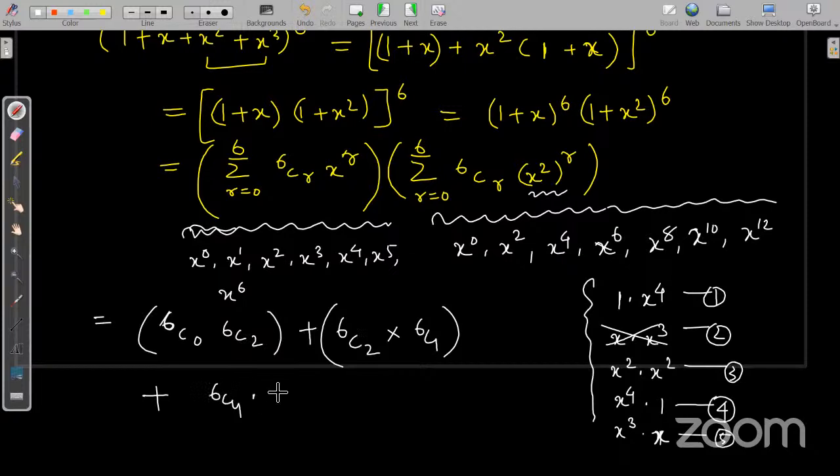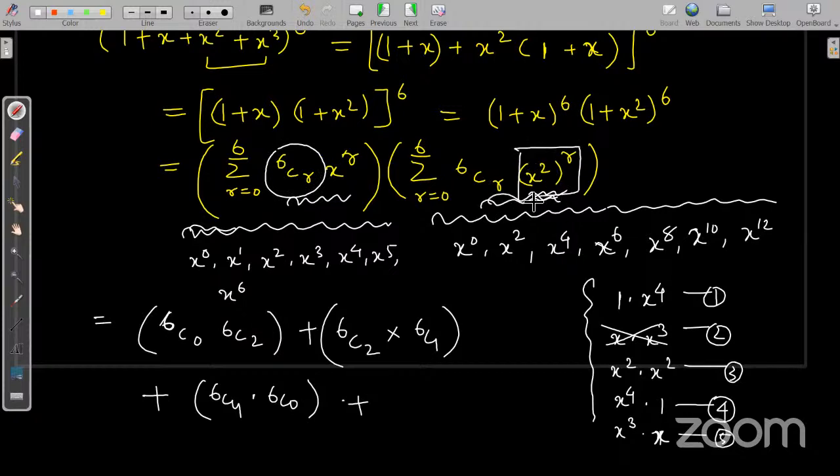6c4 into 6c0, because r is equal to 0, x square becomes 1 also. So 6c0 plus 1, 2, 3. Plus x to the power 4 into 1. X to the power 3 into x. So x to the power 3 is possible when r is equal to 3. Then the coefficient becomes 6c3. But when this becomes 1, so this becomes 1.